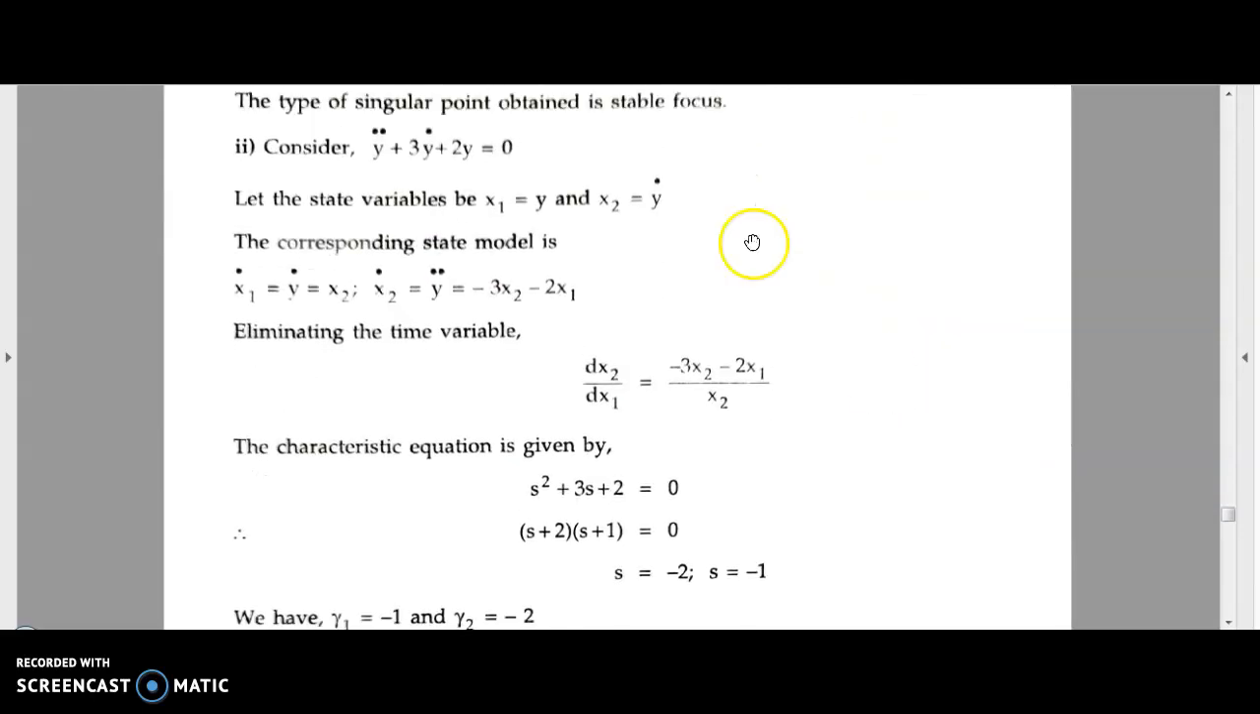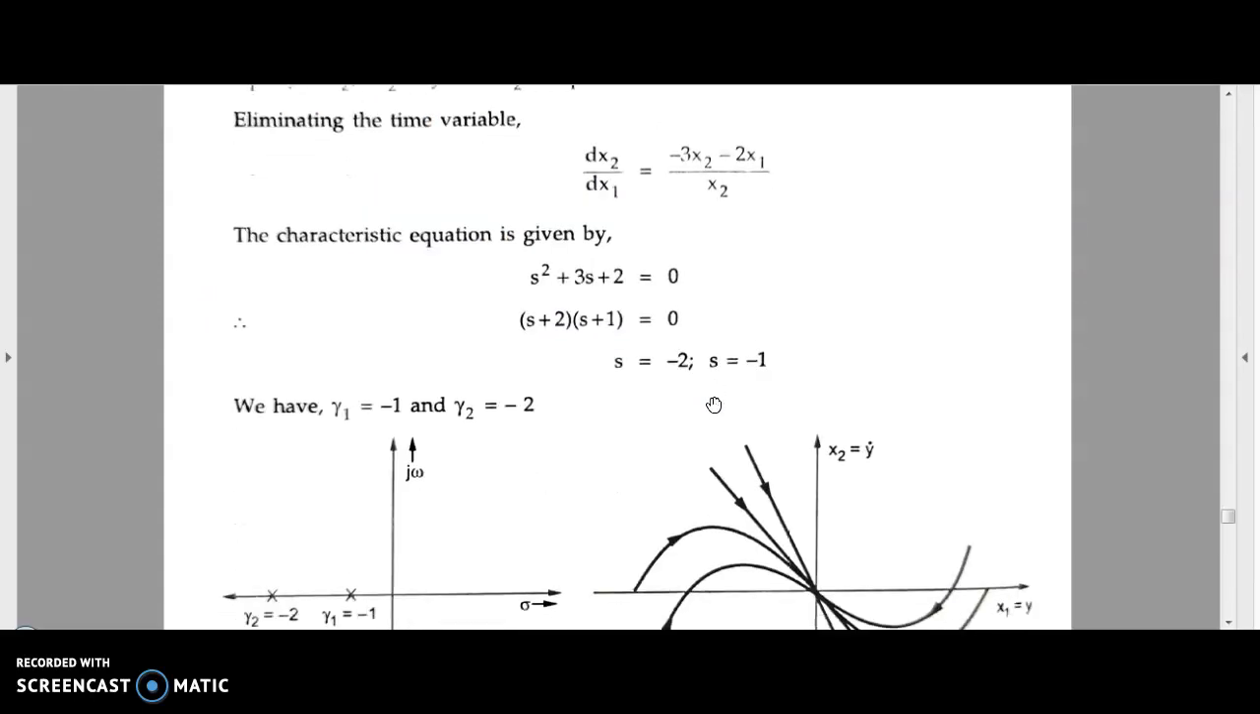See, next is y double dot, y dot, and y. Here the first variable is x1 equal to y, this is x2, and this is x2 dot. So x1 dot is equal to x2. x2 dot is equal to, from the given equation. dx2/dx1 is given. So s² + 3s + 2, s is equal to -1 and -2.